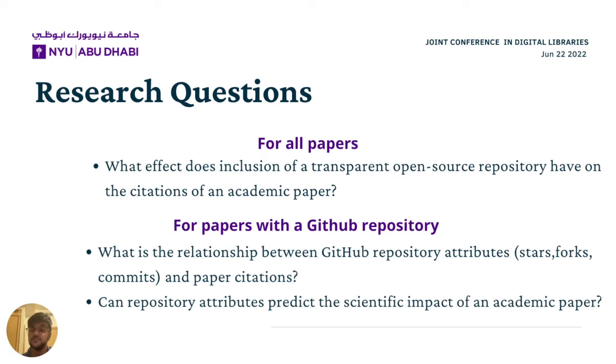The second research question is about the difference in repository attributes between highly and lowly cited papers. So, for instance, does the distribution of stars in a highly cited paper differ from the distribution of stars in a lowly cited paper? And finally, we'll be training a classifier to see if repository attributes themselves can predict whether a paper is highly or lowly cited.